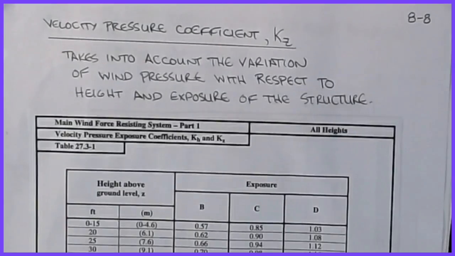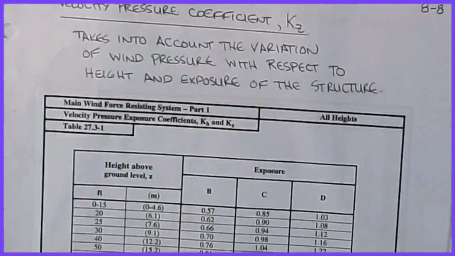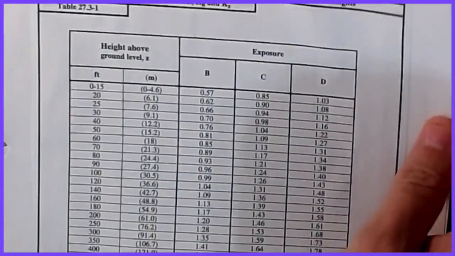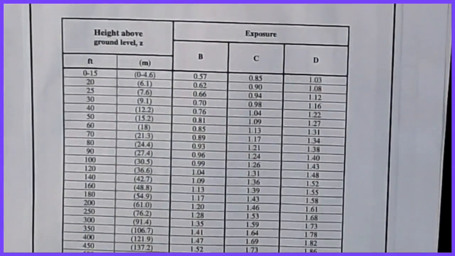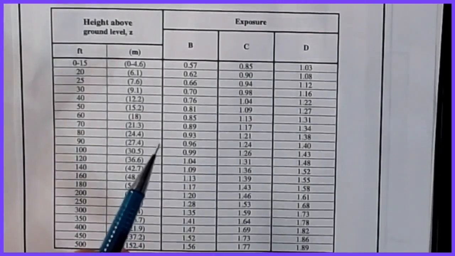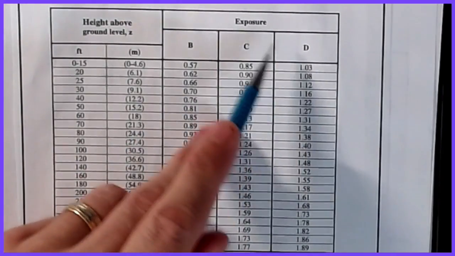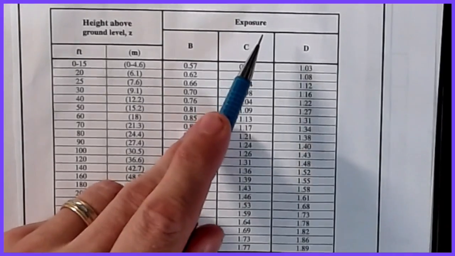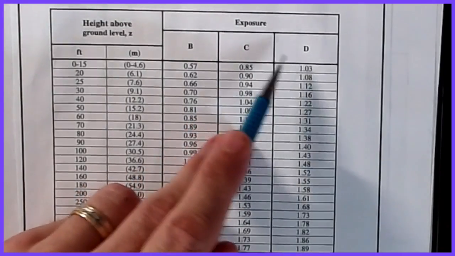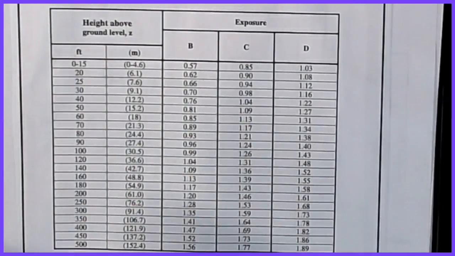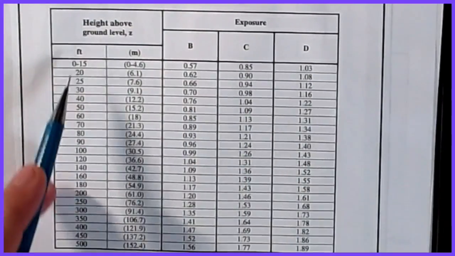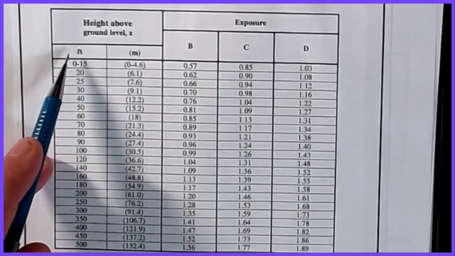All right, so let's talk a little bit about the velocity pressure coefficient. The velocity pressure coefficient is going to come out of Table 27.3-1, and you can see that it's set up fairly simply. The only information that's required to figure this out is the exposure, B, C, or D, which one of those applies. And again, if you need some help remembering what those are, go back and look at the environmental effects video, and that will explain the definitions of these. And then the only other thing you need to know is the elevation at which you're doing the calculation.